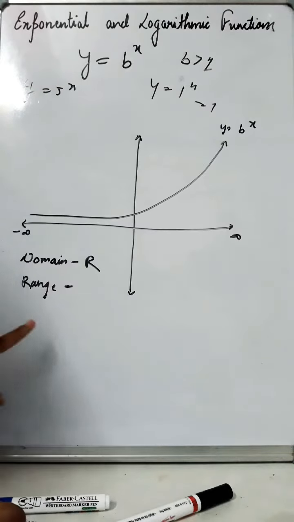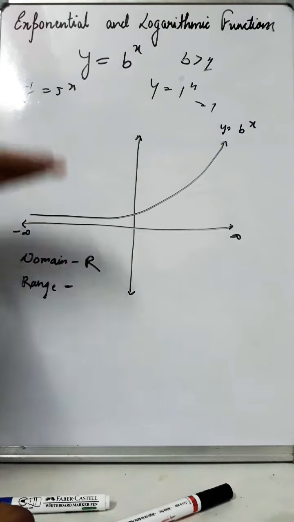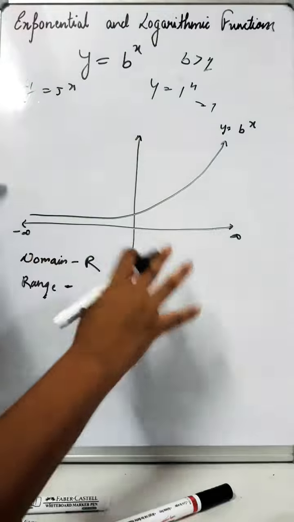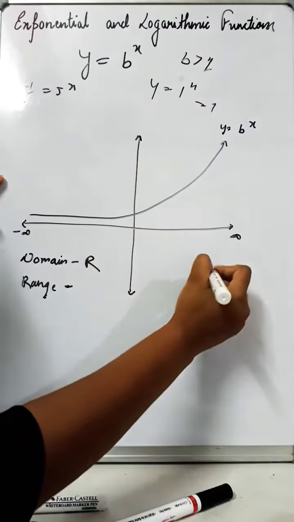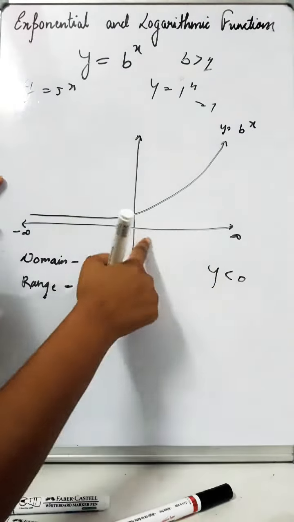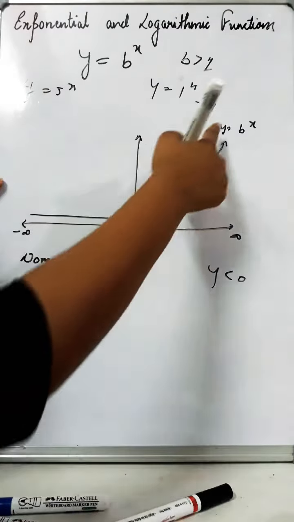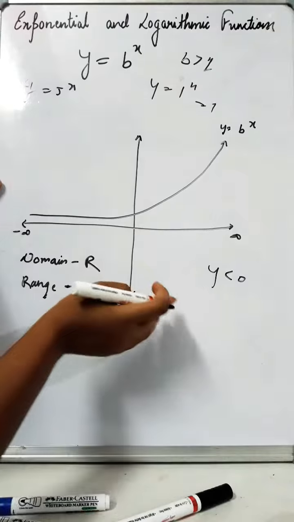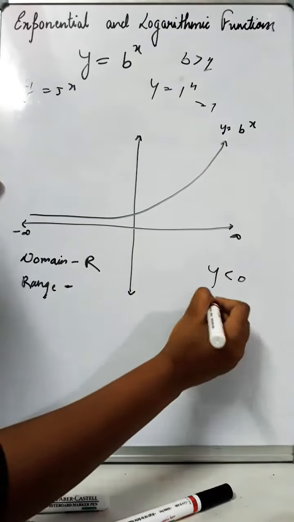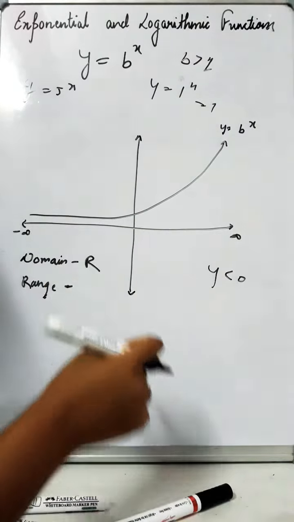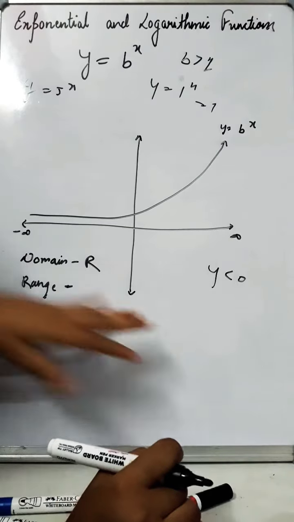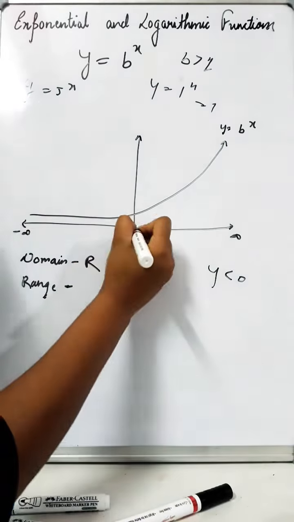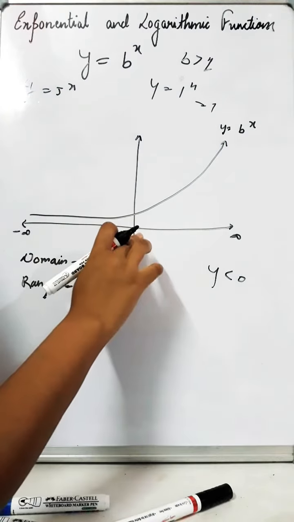Alright, now range. Range means all the y's where the graph gives a value. So you see, at any y less than 0, there is no value. The graph is not going beyond the positive y. So first of all, R minus means all the negative real numbers will not come in the range. We will only talk about the positive real numbers. And then one point is 0. Is 0 included or not?